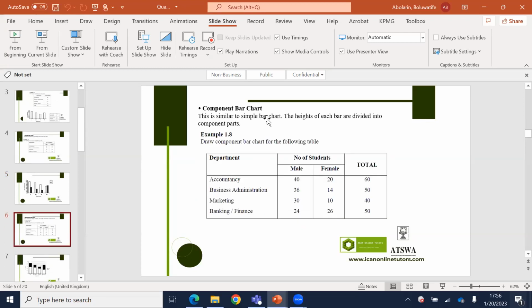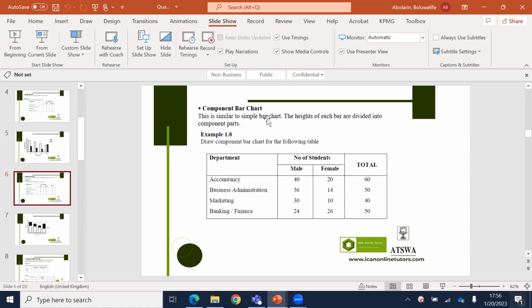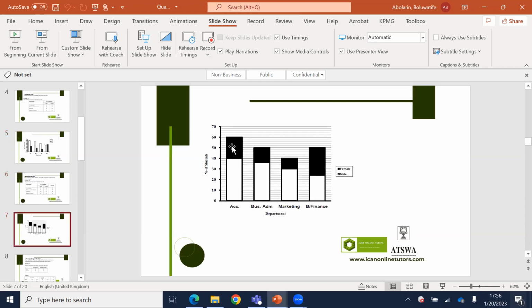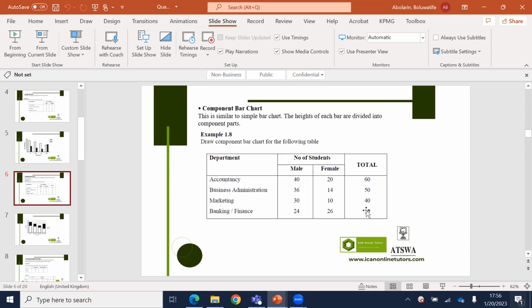So the next one is component bar chart. This component bar chart is a bit different. It's different from simple, it's different from multiple. So this is what they said: this is similar to simple bar chart. The height of each bar is divided into components. Like this multiple that is beside each other, this component will be on top of each other. You can see it. It's actually on top of each other. So it's different. It's still the same information, right? If you notice, this total is the same total we used for the simple bar chart.